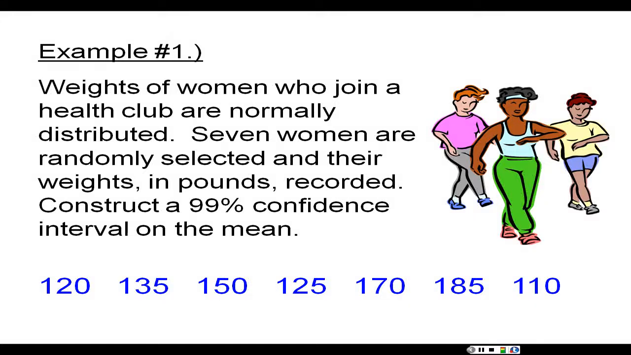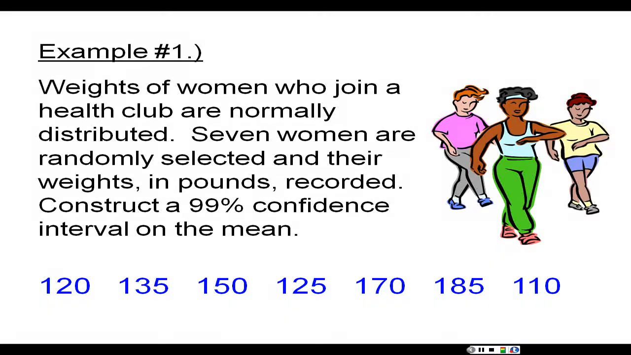Our first step is to find our numbers. What numbers are we looking for? Well, we're looking for the sample mean. We're looking for the sample standard deviation, because this time they don't give you a population standard deviation. And you're looking for the sample size. You find your t critical by using the 99% confidence level.